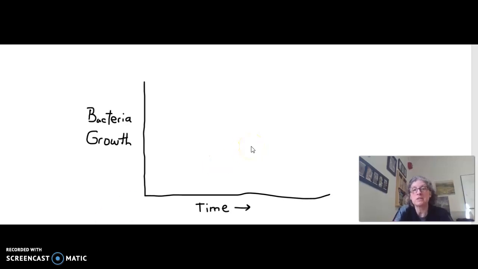Let's say that we have a petri dish, and in that petri dish we have some E. coli bacteria growing, and the scientists have added both glucose and lactose to the surface of the agar. So the bacteria have a choice between these two sugars.